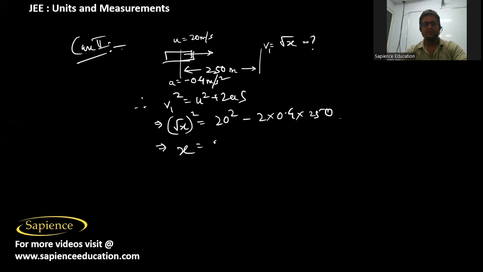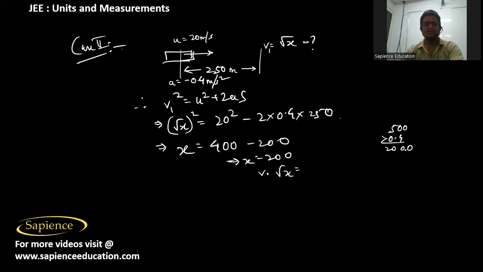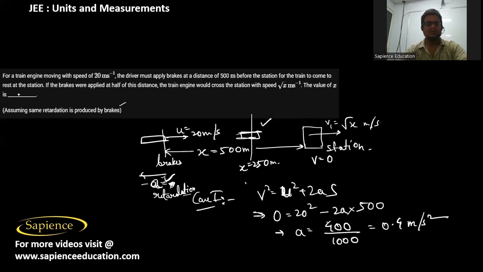So x will be equal to 20 square, which is 400, minus 250 into 2, that is 500, 500 into 0.4, that is 200. So 400 minus 200, x will be equal to 200. So root x will be v1, equal to root 200, that is 10 root 2. Okay, so x is 200. So the value of x is 200.